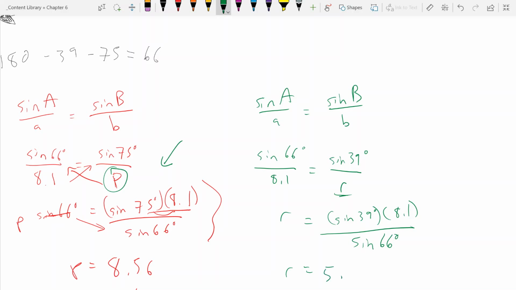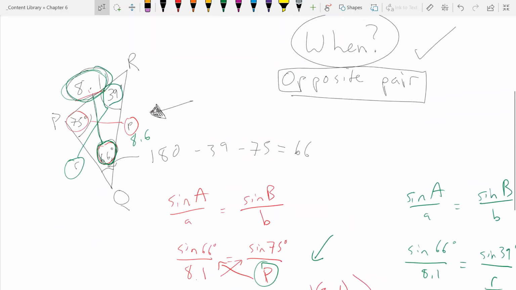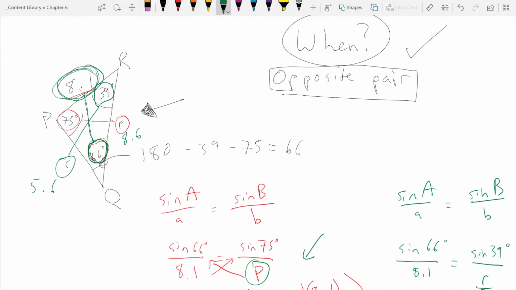I got 5.579. Let's call it 5.6. So I'm going to put that back on my triangle, that 5.6. Okay, and now I've completely solved the triangle. I have all three side lengths and all three angles.